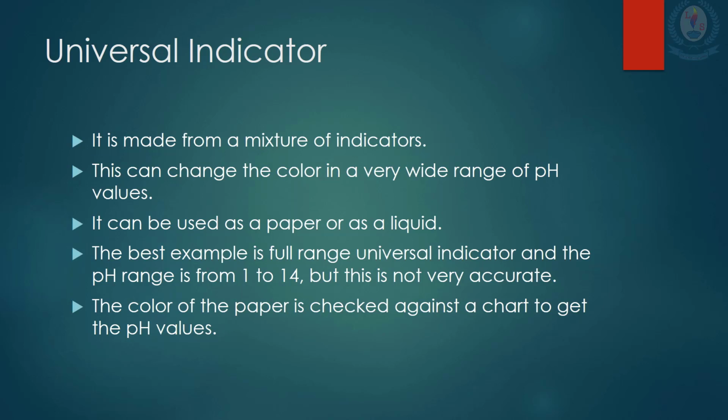So if we have a solution and we have a paper indicator, we can put the paper indicator into that solution and it shows a color. If we know the color, according to that color we can look into a chart and tell what is the value of the pH of this solution. That is basically what we do.